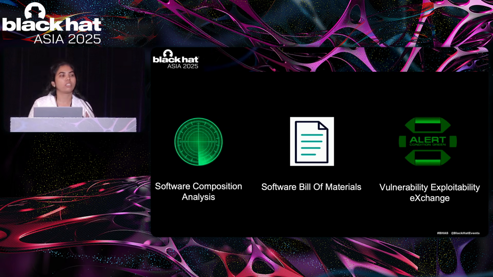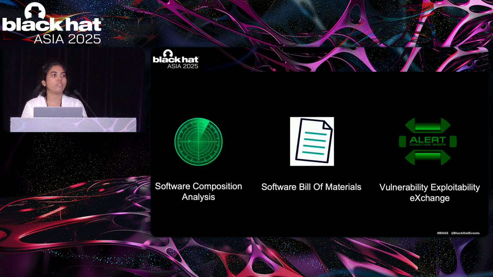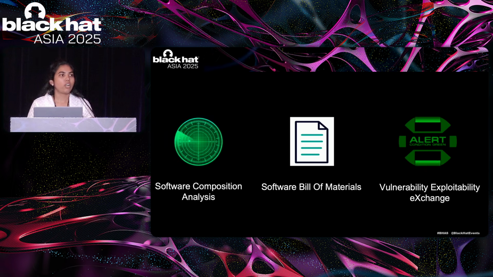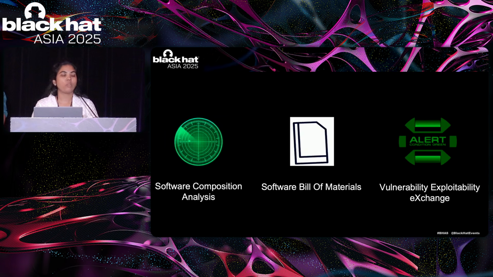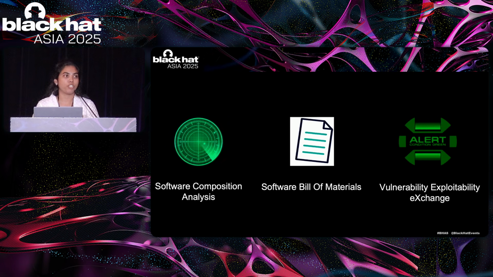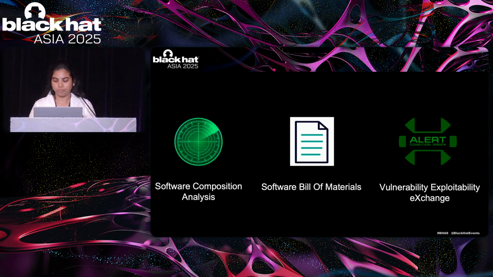SCA is basically a process which detects open source and third-party components that are being used in a software product. With regular analysis, one is aware of all the components being consumed by the product. Keeping track of these components is what SBOM is all about. In short, SBOM is a document listing all the open source components, their versions, and their licenses. With this list in hand, one can easily determine whether a vulnerable component is being used in their product. And that's exactly when VEX comes into the picture, which Anusha will talk about in a while.